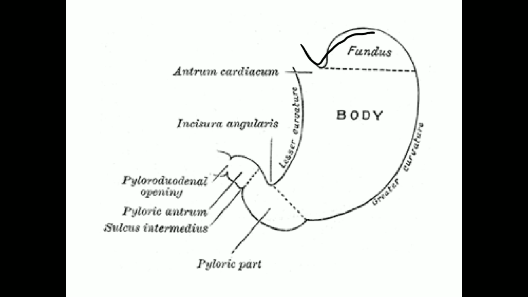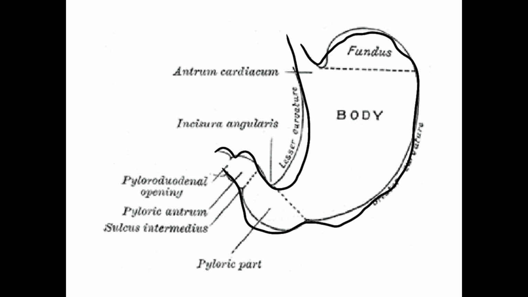So see, this is a stomach. The stomach consists of two orifices: one orifice here, one more orifice here. Then you have two surfaces, one surface here and one more behind, and two curvatures: one is the lesser curvature, and one more is the greater curvature of the stomach.